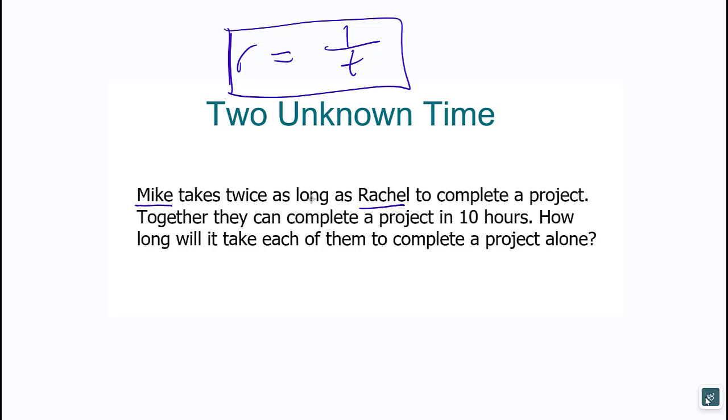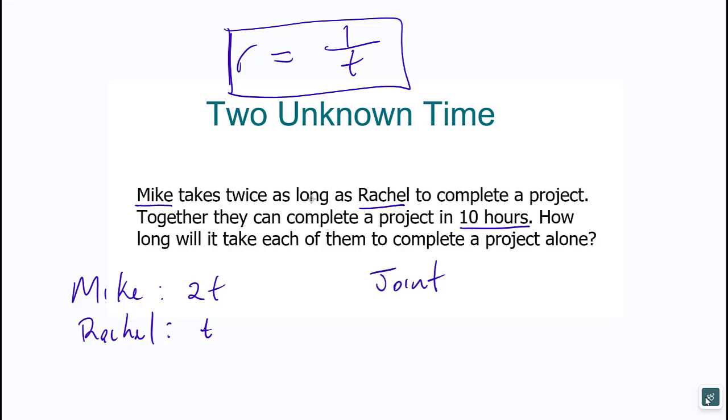So let's make sure that we get this. Let's say Mike takes 2t, and 2t is twice the amount of time, and then say Rachel takes t time to complete the job, because Mike, we know, takes twice as long as Rachel to complete the project. Together they can complete the project in 10 hours. So again, the joint time is simply going to be equal to 10 hours, so the joint rate is going to be 1 over 10.